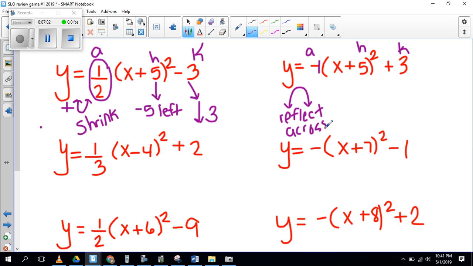And I'm going to shorten this. Okay? So H was +5. We changed it to -5. So it will go left 5. And then K is +3. So it will go up 3. So pause the video and try the next ones.